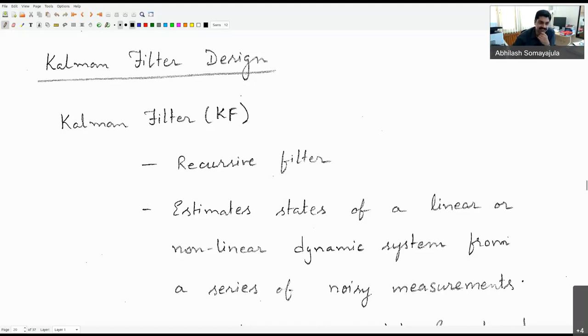Okay, so first things first, the Kalman filter is a recursive filter and it estimates the states of a linear or nonlinear dynamic system from a series of noisy measurements, which means that we are seeing measurements come in the form of GNSS satellite measurements, IMU measurements, or LIDAR measurements. Based on these measurements, the system is trying to reconstruct the state of the vehicle: where is it, what are its velocities, its accelerations, its angular velocities, its orientation. All of that you want to figure out from your sensor information.